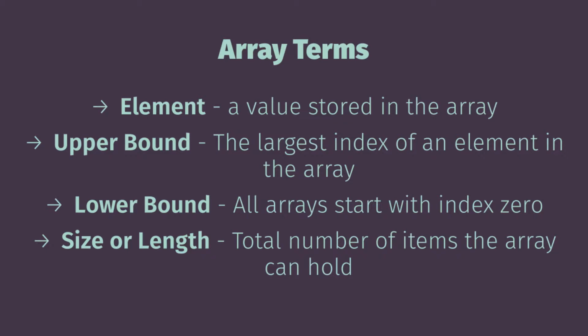So the upper bound is going to be the amount of memory or the amount of space, the maximum amount of space that we have allocated to our list. And that will be indicated by the largest index of an element in the array.